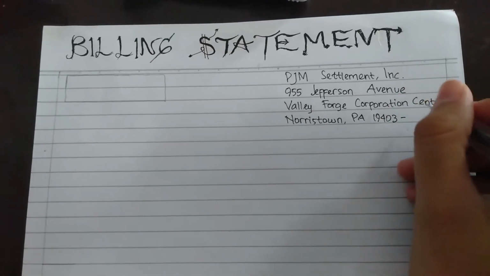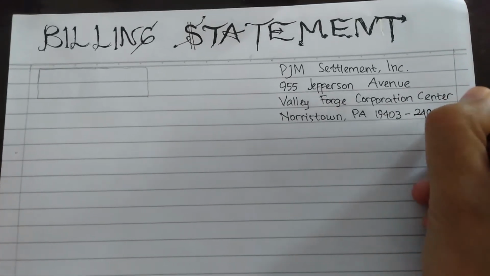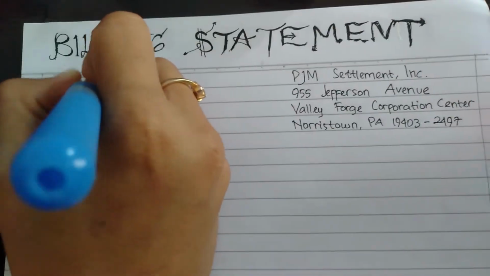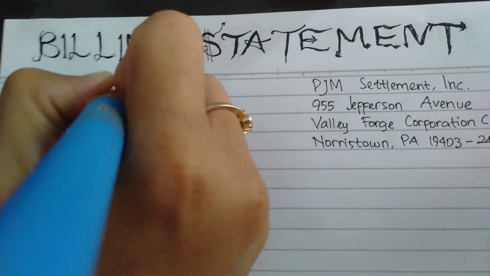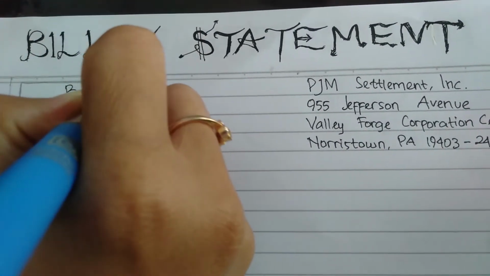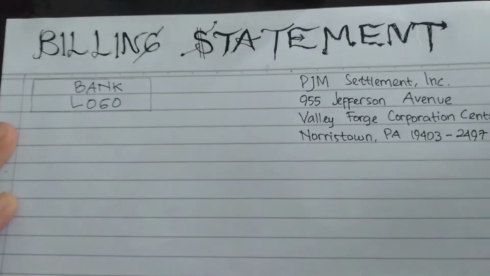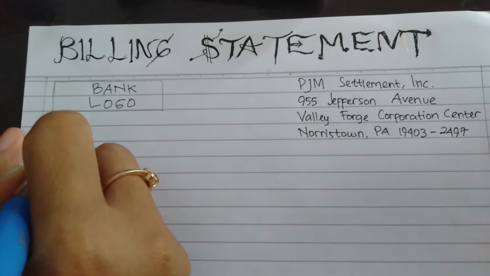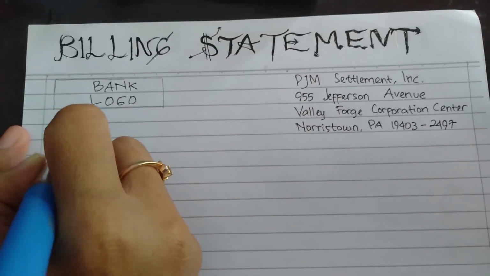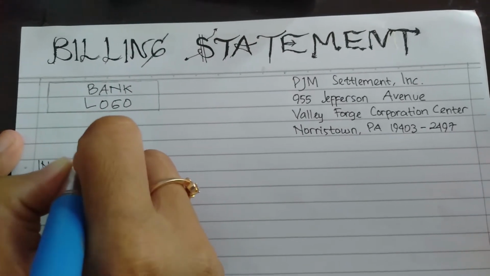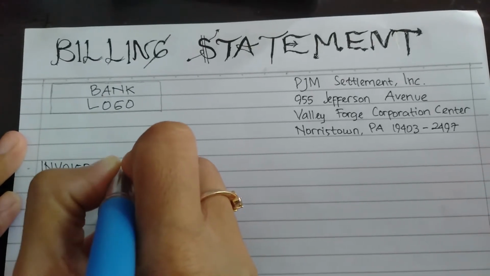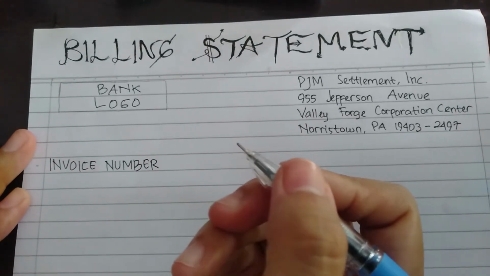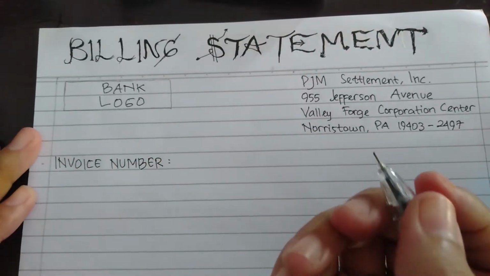First of all, as you can see here, I write down the company information first, which is PGM Salomon Incorporated. You can also write down the address of the company, complete with the code. And at the left side of the header, it is good to put the bank logo.